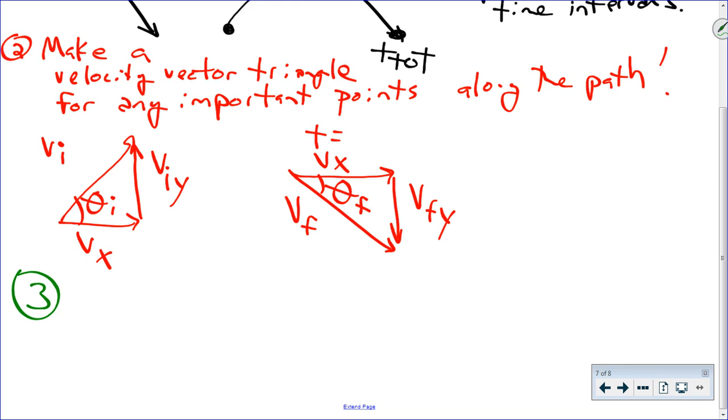All right, which type of motion is simpler, the horizontal motion or the vertical? Horizontal, because the velocity is constant, right? There's only one equation. So step 3 in your problem solving is see if this equation helps.